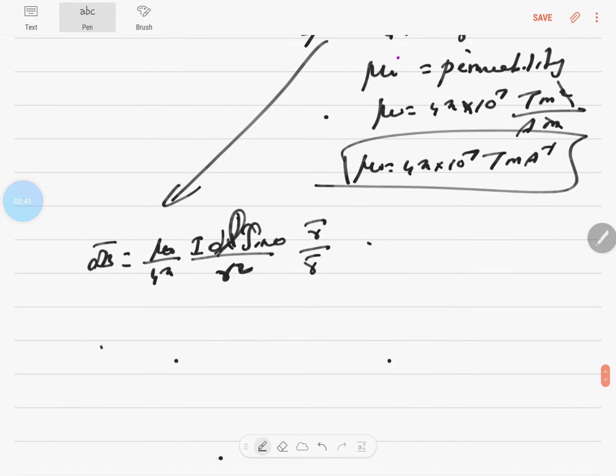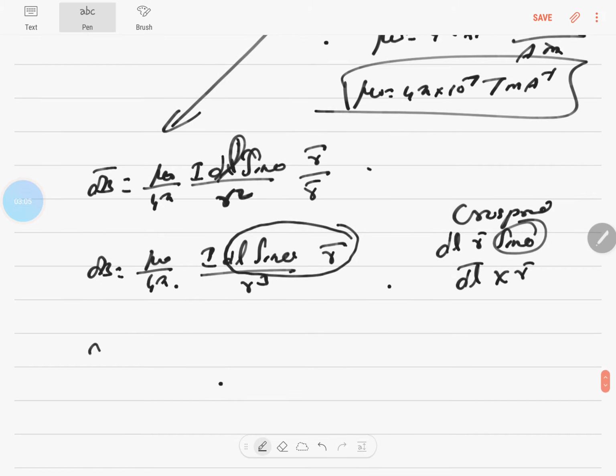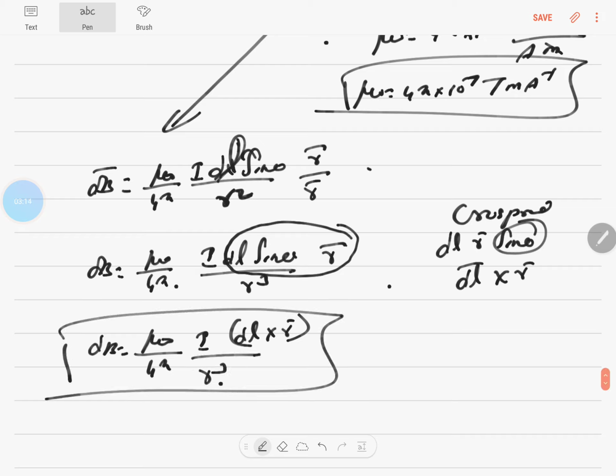So therefore this will become dB is equal to mu naught by 4 pi I dl sin theta by r cube into r vector. So the moment you see this, can you notice this? Can you see a dl, r vector and a sin theta, which shows it's basically a cross product, dl cross r vector. So ideally you can write this as mu naught by 4 pi I dl cross r by r cube, and that becomes a perfect vector form of writing a magnetic field.